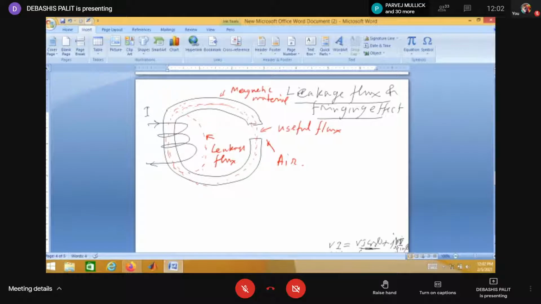The flux that leaks through the air but doesn't pass through the magnetic circuit, that is your leakage flux. And the flux that passes through the magnetic path is your actual flux. This is your magnetic circuit. Although there is air, this is your magnetic circuit. So this is your useful flux. But some amount of flux does not flow through the magnetic circuit, that is your leakage flux.